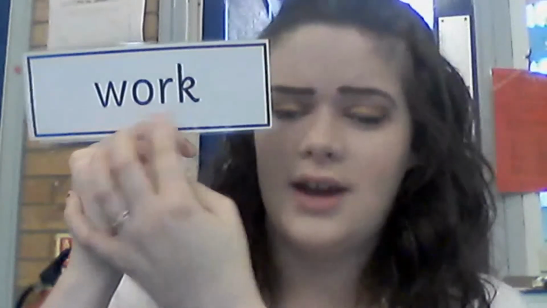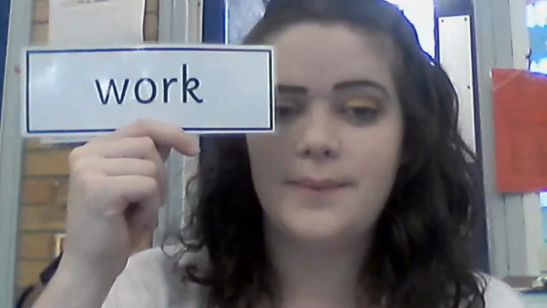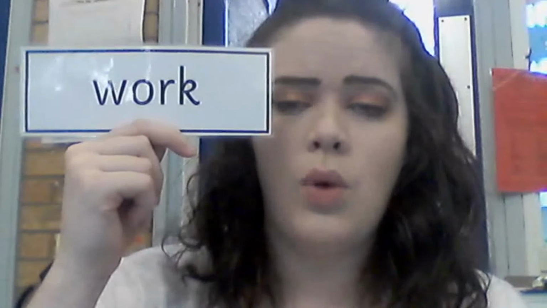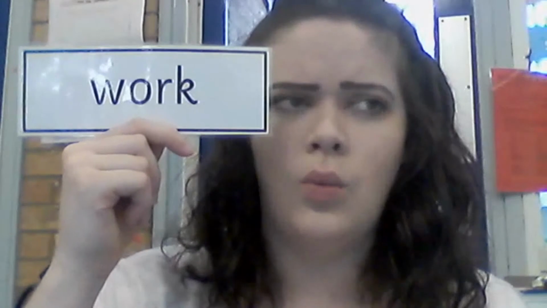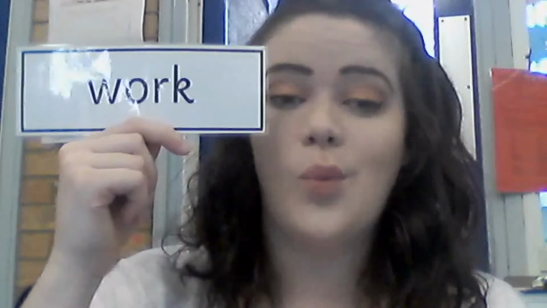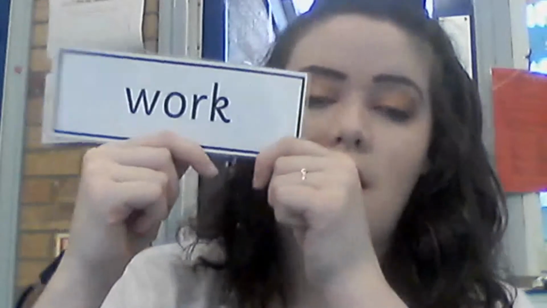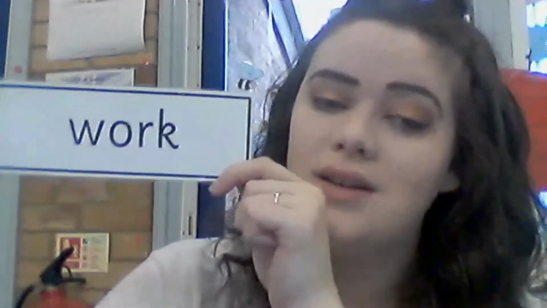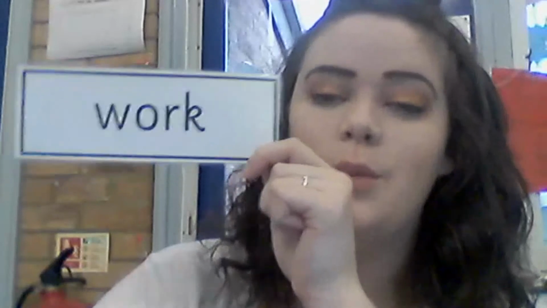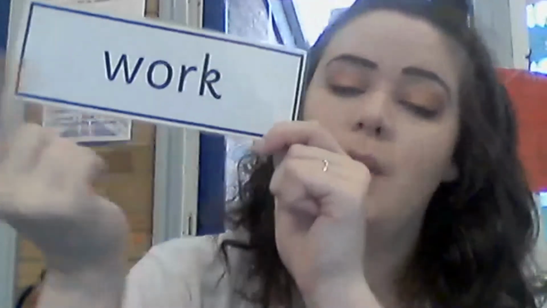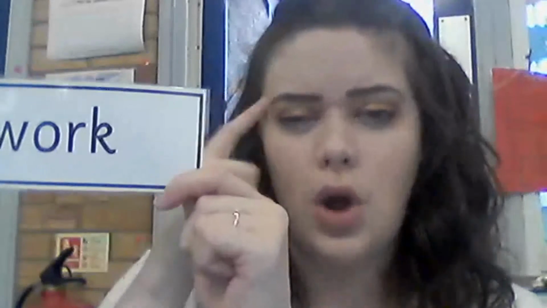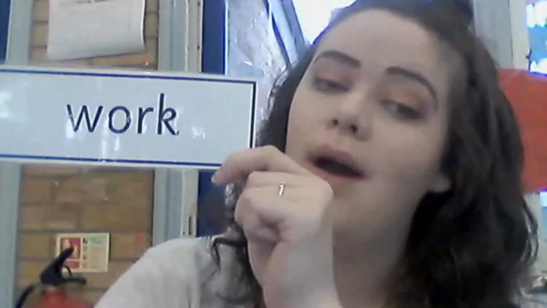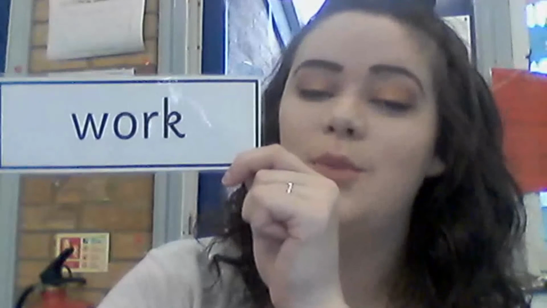Now, that doesn't look like an er to me. What sound is that? Wonderful. It's or. Walk? No, it's work. So instead of our or, we have an er sound. But we know that when we're writing it, we're going to put our or sound, but know in our heads that it's er. Okay. Can you write work on your piece of paper or whiteboard? Pause the video now.